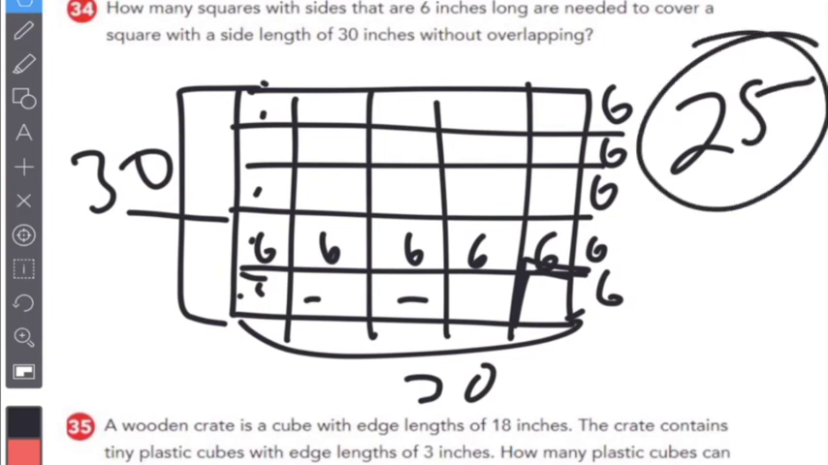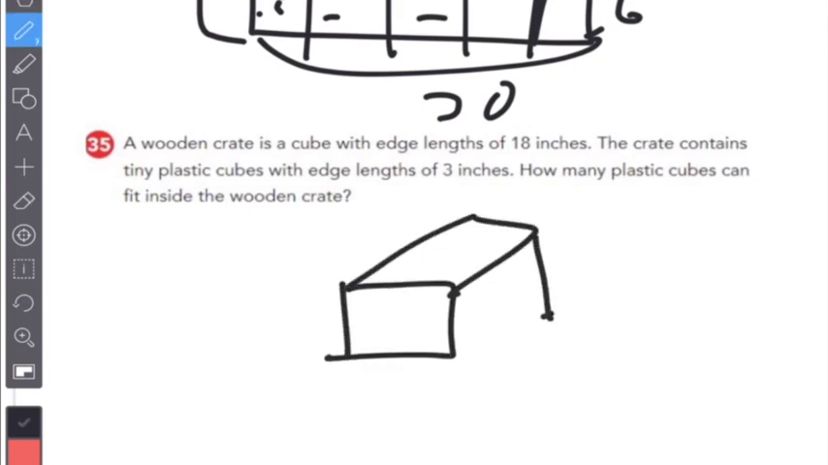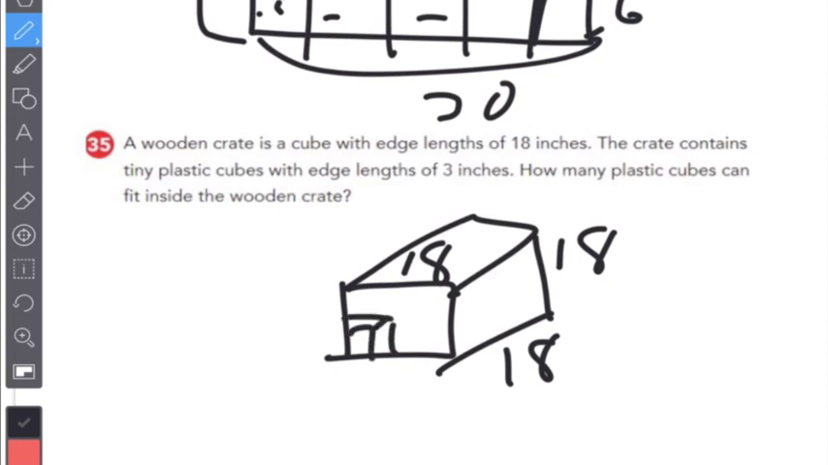Okay, last one. A wooden crate is a cube. So you gotta remember it's a cube. And a cube looks like this. It's not a perfect cube, but anyway, each length is 18. So a cube has length, width, and height as the same. So 18 inches. The crate contains tiny plastic cubes with edges of 3. So we have little tiny ones in there with 3 inches. How many can fit inside the crate?